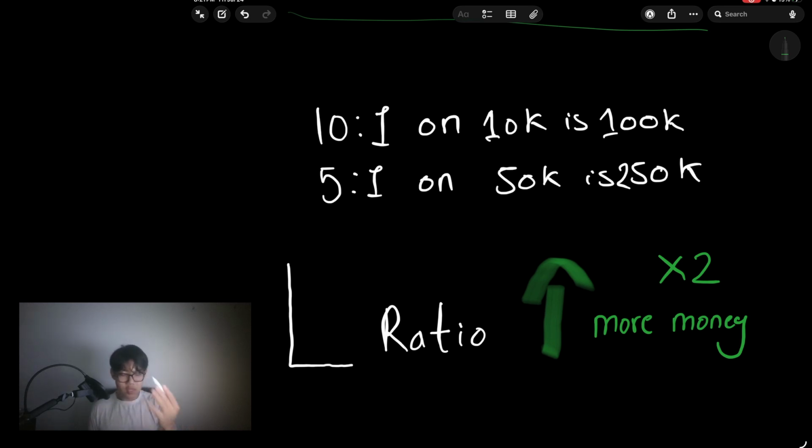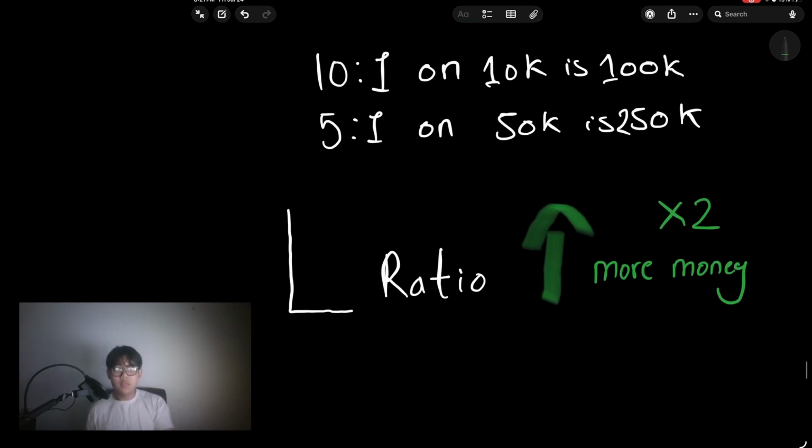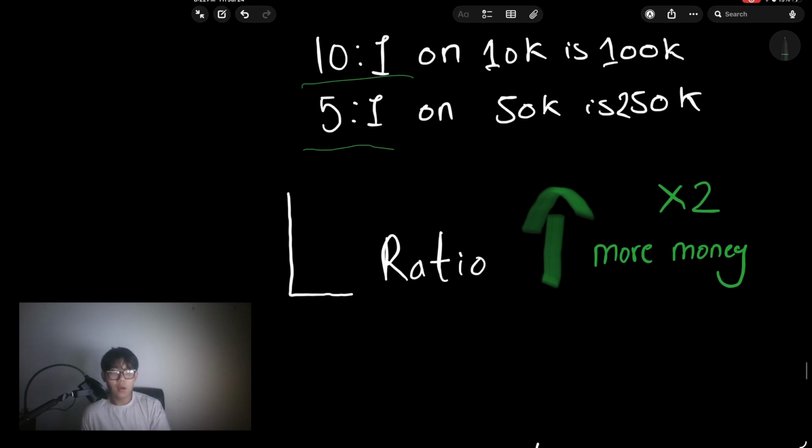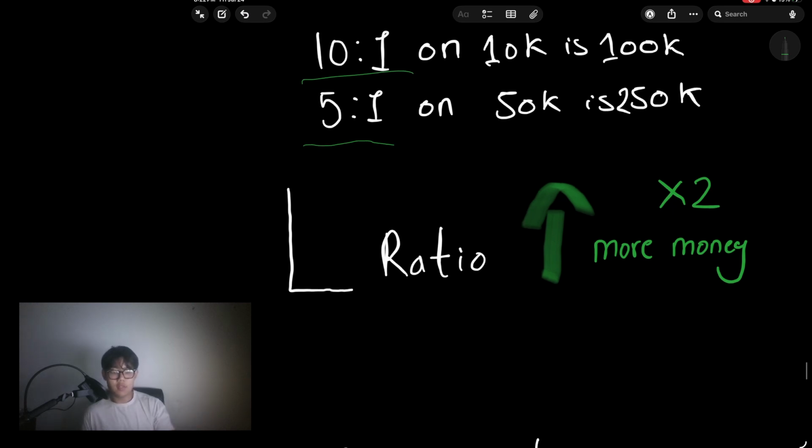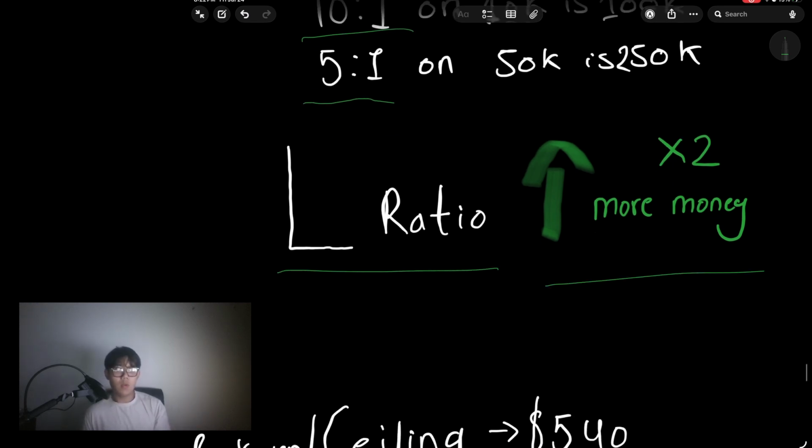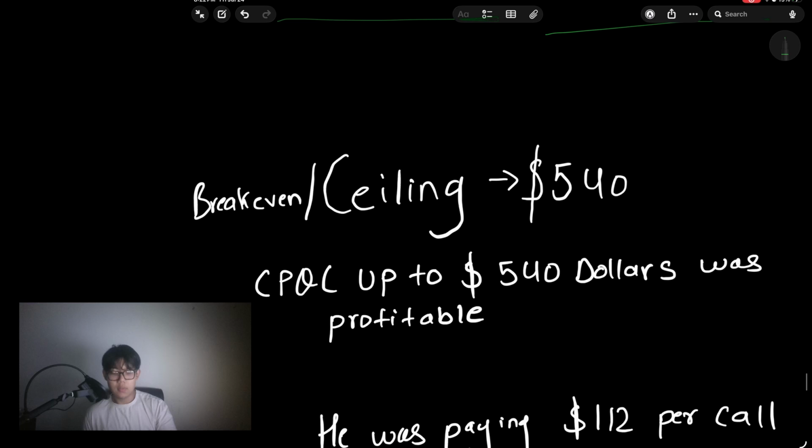Again, quick, easy math. You guys are probably smarter, so you would know, but just in case, I'm explaining it again. 10 to 1 on 10K is 100K, right? The numbers look great. The pretty metric looks great. But 5 to 1 on 50K is 250K, right? So it's a lower ratio and almost twice the money.